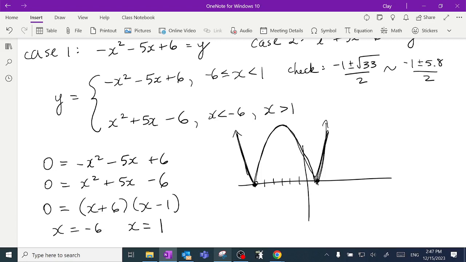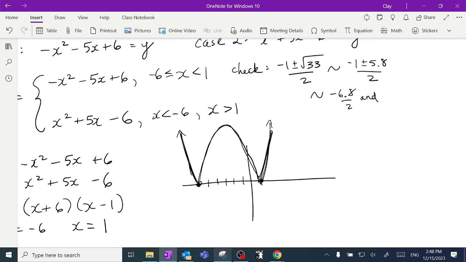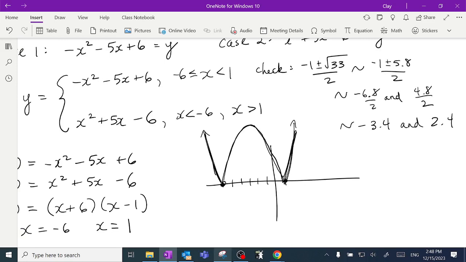So I have two answers here. Approximately, I have negative 1 minus 5.8 over 2, which is negative 6.8 over 2. And the other answer would be negative 1 plus this, so that's positive 4.8 over 2. So that's approximately negative 3.4, sorry, I lost my negative, and 2.4. And these two things are for this answer, and I didn't mean to draw a line through it.